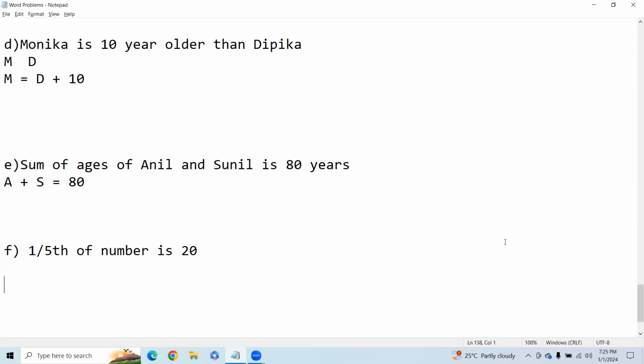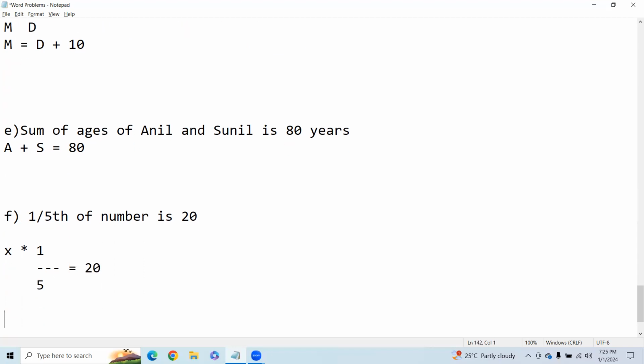One-fifth of a number is 20. Let's assume that our original number is X. How do you do one-fifth of a number? X into 1 by 5. And X into 1 by 5 is equal to 20. So X into 1 will become X upon 5 is equal to 20.